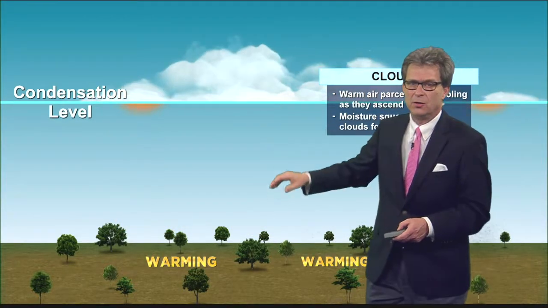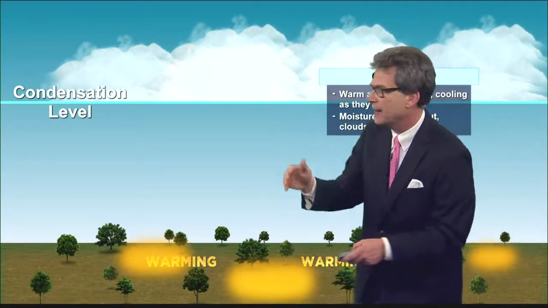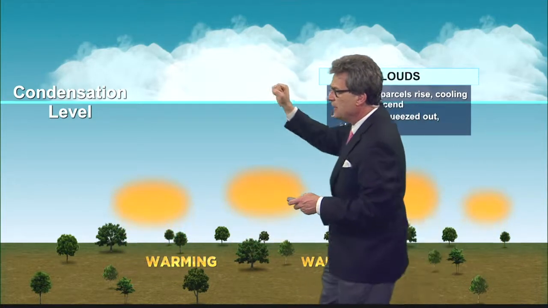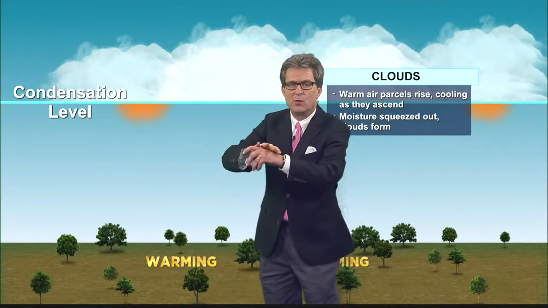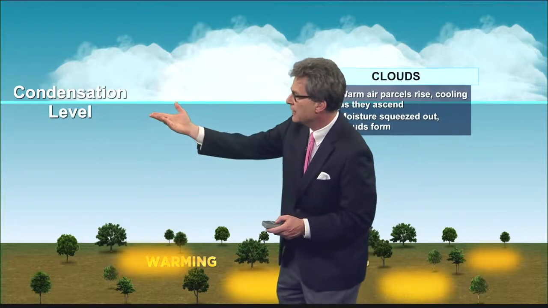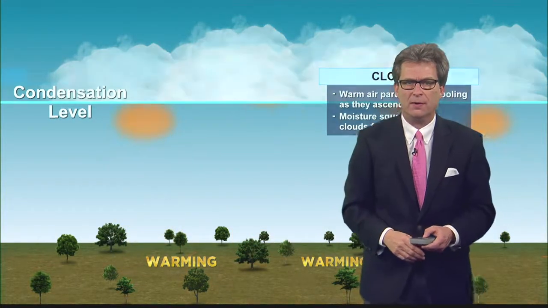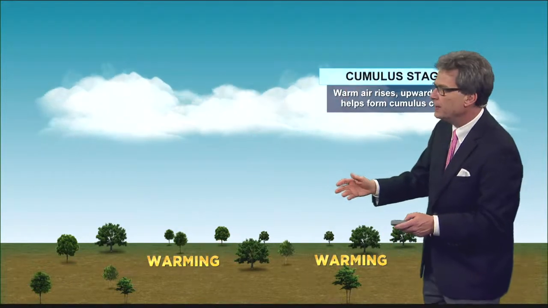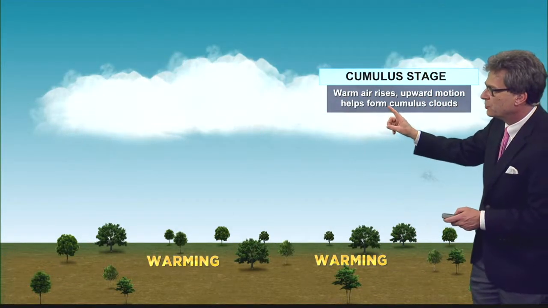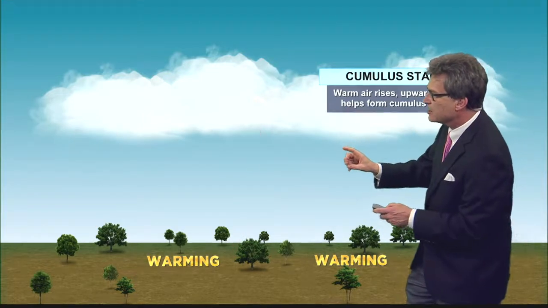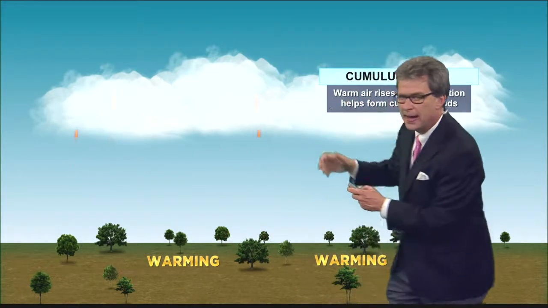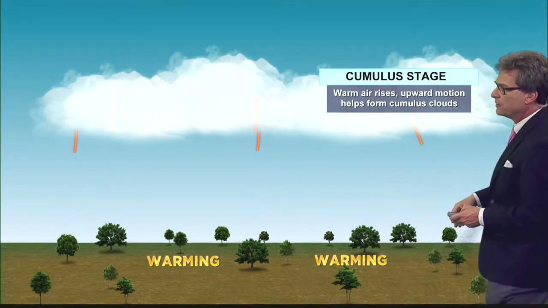Think of your house, coolest in the basement, hottest in the attic. So as warm air rises, it finally hits a cooler level where it can't hold the moisture anymore. That's called a condensation level, and that's where your clouds start to form. And if you keep that lifting going, you get the first stage of a thunderstorm, which is called the cumulus stage. And that is the updrafts, air rising, forming those cumulus clouds.